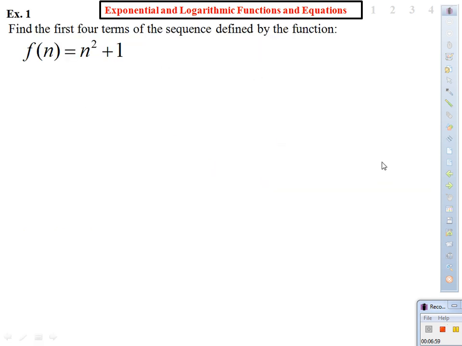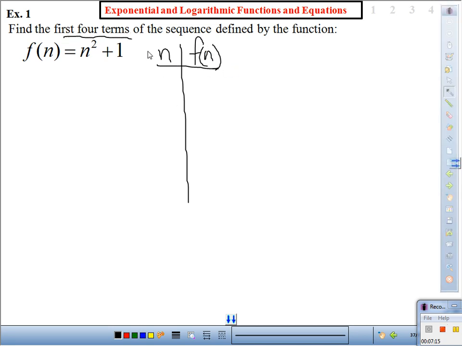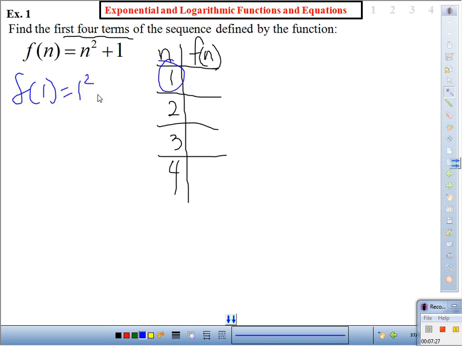And I started with these. Look at this one. You don't have to copy this. You already have this from the notes. It says find the first 4 terms. For the first 4 terms, I said create a table, n, f of n. And they want us to do the first 4 terms, 1, 2, 3, 4. So I use my given function, and I'm going to substitute the first value. F of 1 equals 1 squared plus 1. F of 1 equals 1 plus 1. F of 1 equals 2, and that goes right there.